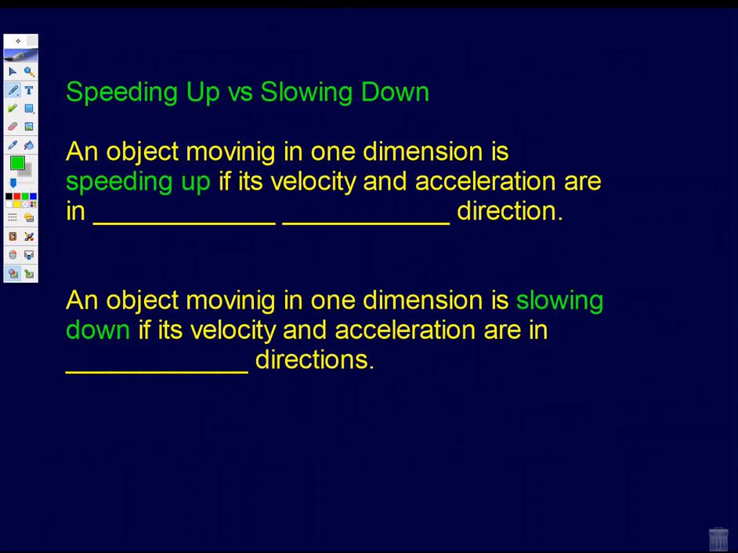The question about speeding up and slowing down. An object is moving in one direction and is speeding up if both the velocity and acceleration are in the same direction. Now that might mean both positive, it might mean both negative, but they have the same direction. As opposed to, we'll know the particle is slowing down if the velocity and acceleration are in opposite directions.